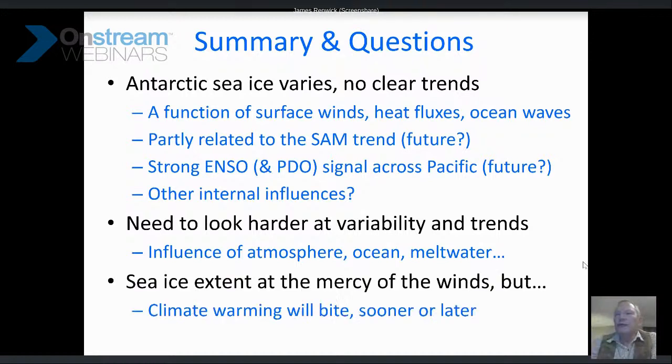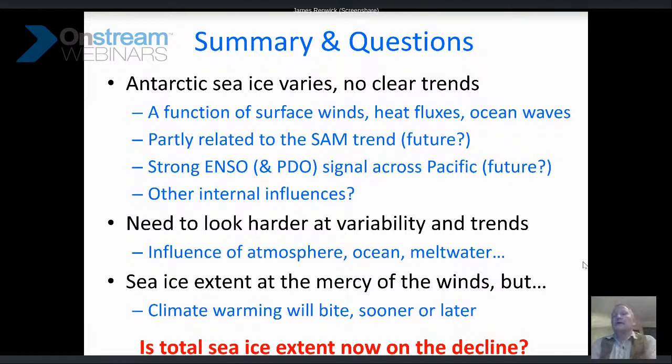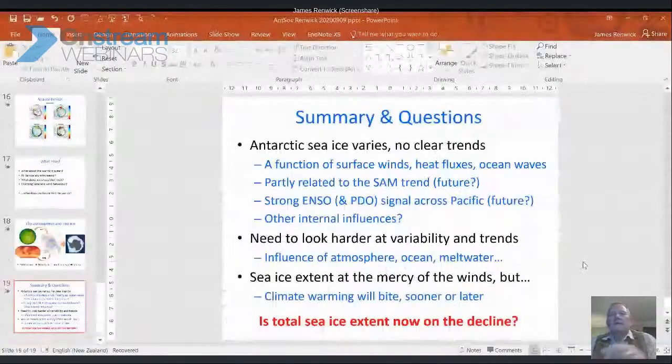So I'd say sea ice extent is at the mercy of the winds, but the warming climate is going to have an effect sooner or later. The ice can't keep growing, and it probably can't even maintain itself at its present extent as things warm up. So I really wonder whether total sea ice extent is now on the decline. Have we seen the peak and now it's just going to go down? Or could we get another 2014 happening in the next few years? I think that's possible, but it's becoming less likely as time goes on. So that was the presentation.